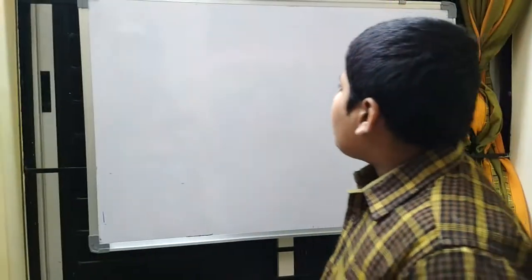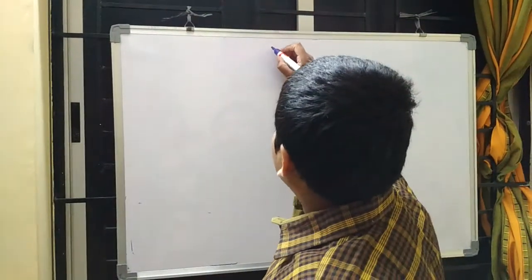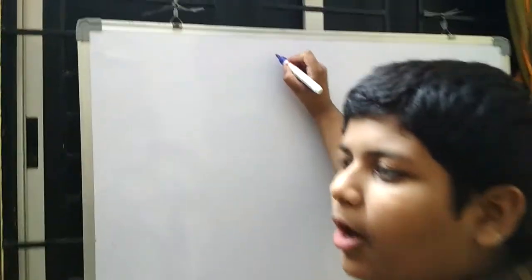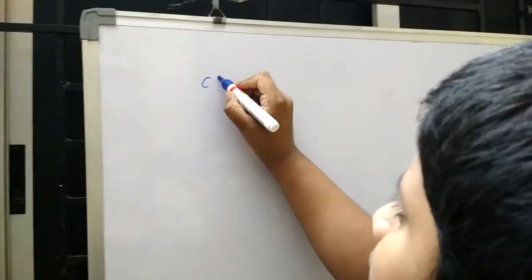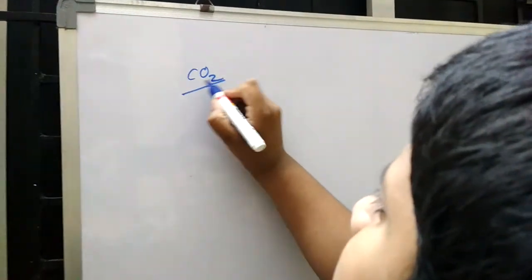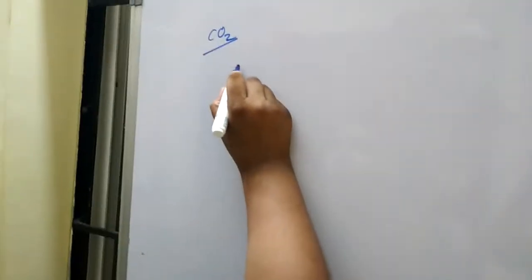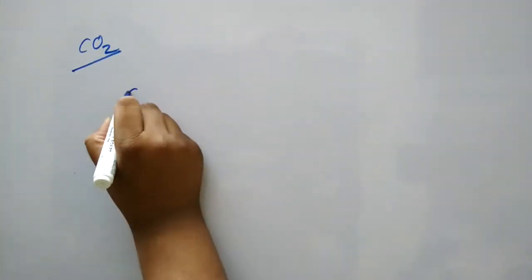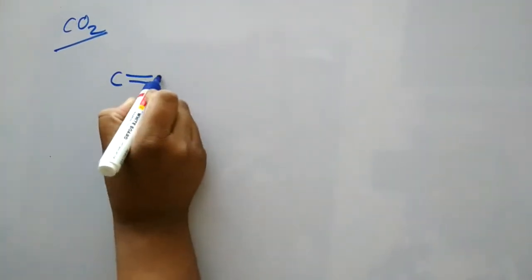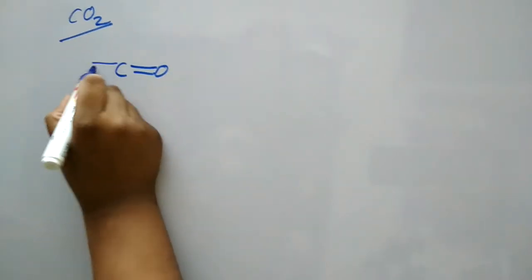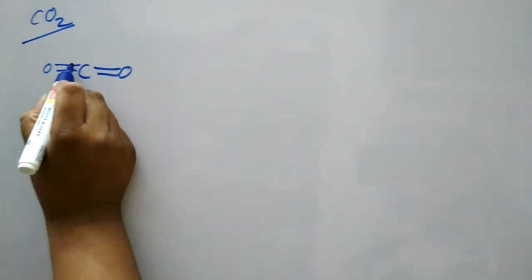Now in this video we will discuss the chemical structures of some compounds. Primarily we take CO2, carbon dioxide. It has 2 oxygens, and carbon has 4 electrons in the valence shell. So carbon shares 2 electrons with one oxygen and 2 electrons with the other oxygen.